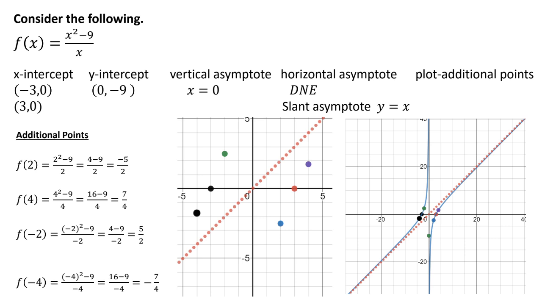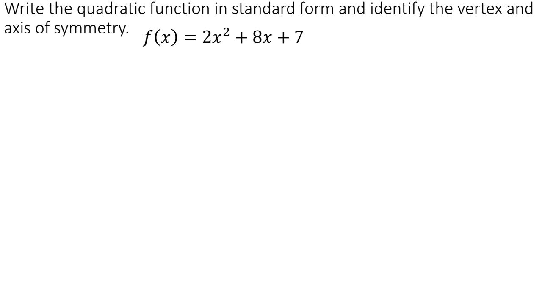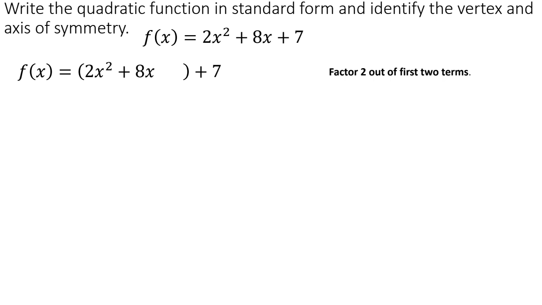All right. So let's go to another topic, where we write the quadratic function in standard form and then identify the vertex and axis of symmetry. Let's go ahead and do this. To convert this quadratic, which is in general form, ax squared plus bx plus c, we want to do something called completing the square.